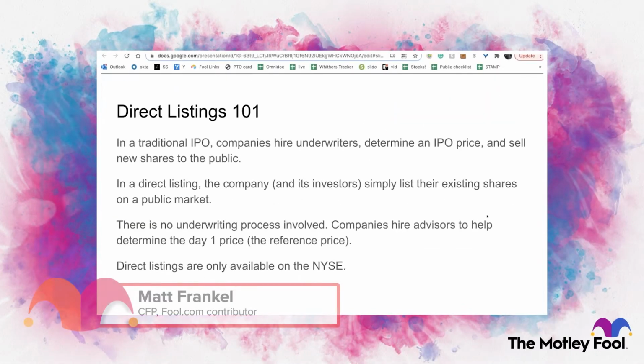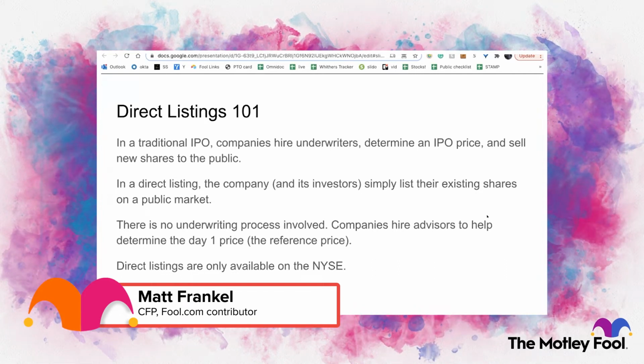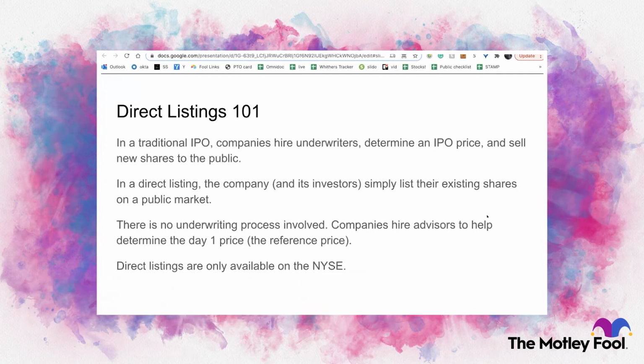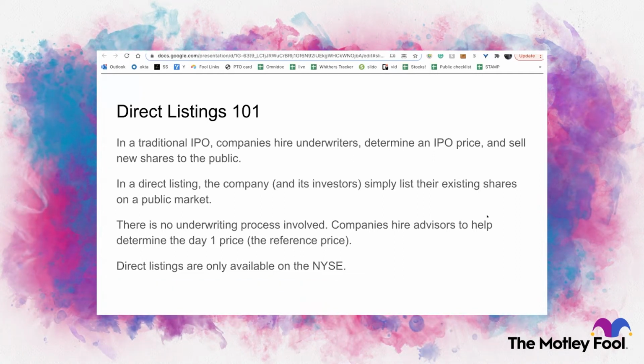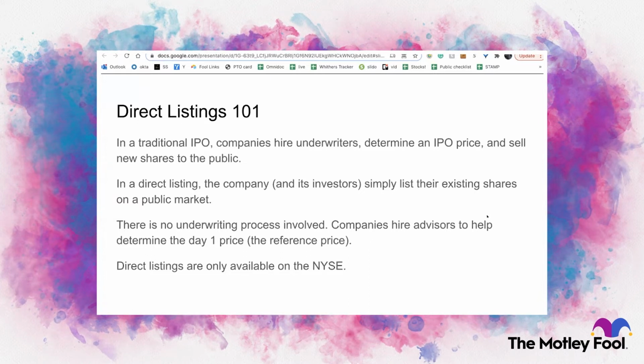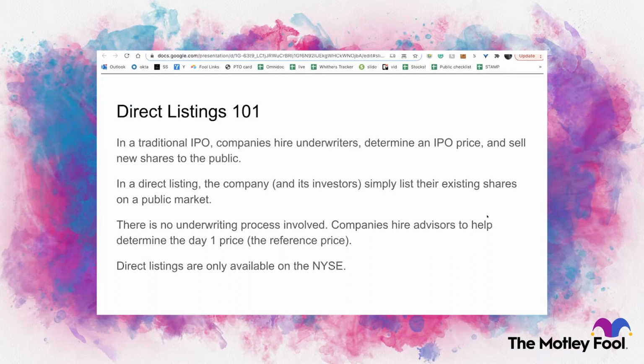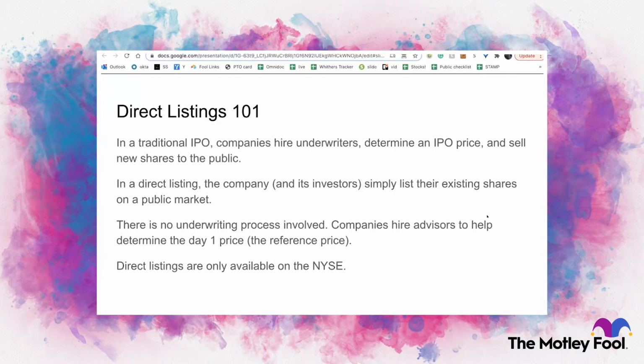So there's a few big differences we'll get into. In a traditional IPO, which is what Airbnb and DoorDash did last year, companies hire underwriters, they set an IPO price, they determine a certain amount of new stock they want to sell to the public to raise money, and that's the traditional IPO. Direct listing, the company and its investors simply list the shares that already exist directly on the public markets. They don't have to hire underwriters. They do hire some financial advisors, but it's much less of a process.